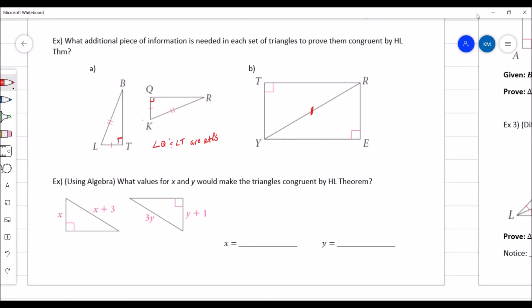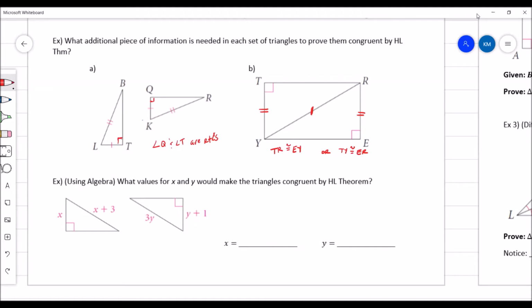With that said, we would need to know that either TR is congruent to EY, or that TY is congruent to ER. Either of these would give us congruence in these 2 triangles by the HL theorem, because we'd have a right triangle, the hypotenuse being congruent, and a leg. So hypotenuse leg.